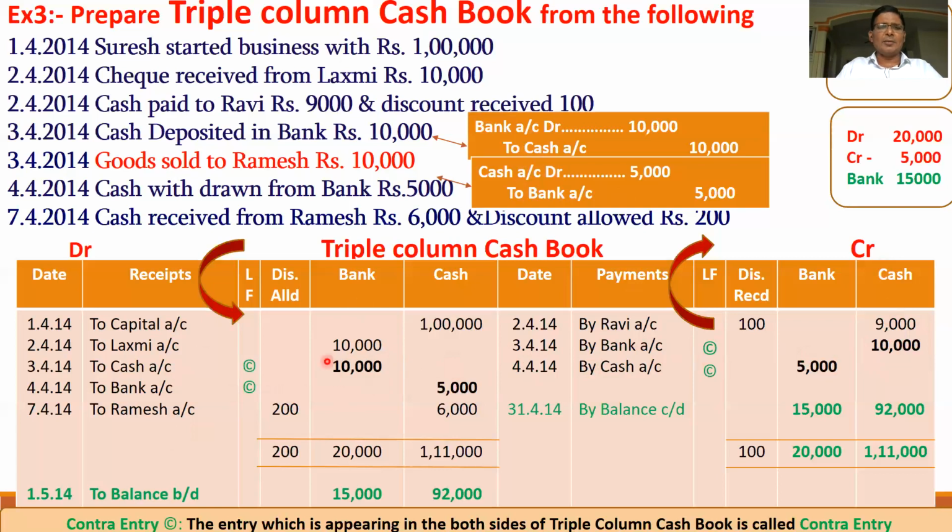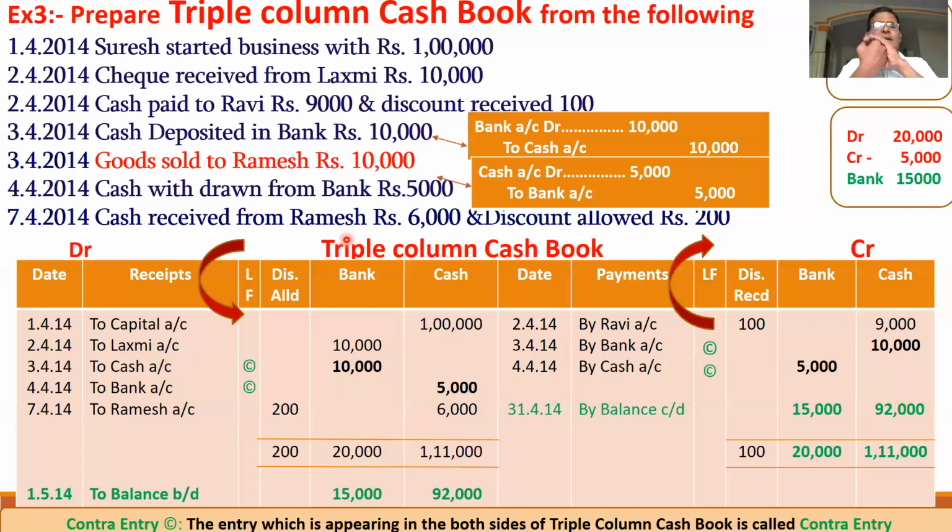Cash received by banker, the bank account is debited. Cash going out, the cash account is credited. This is a contra entry, and the third is also a contra entry, so it should be shown by C.